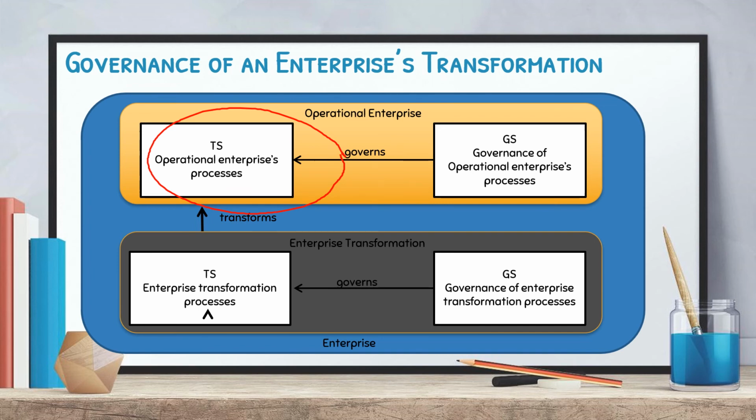Now let's say we want to make some changes to the operational enterprise process. So we will have the enterprise transformation. In order to do the transformation process, the transformation here needs the governance, the governing body. So not only within the operational enterprise do we have governance, but we also have governance applied when we want to do the transformation. So why do we need this governance? Because we want to ensure that the transformation process is done correctly and according to the request by the stakeholder.